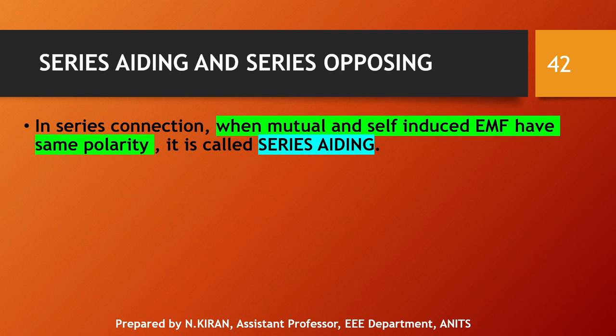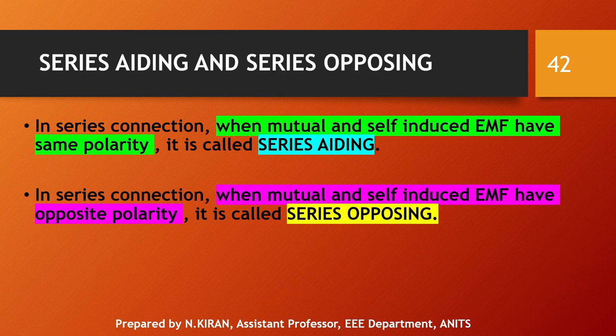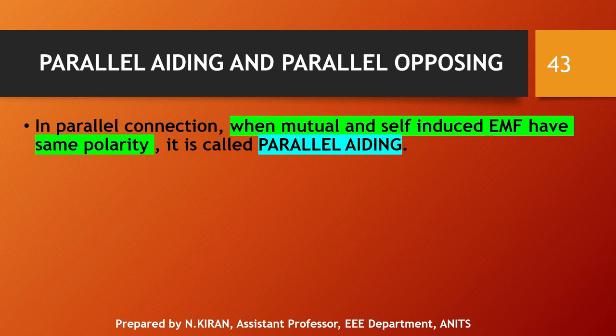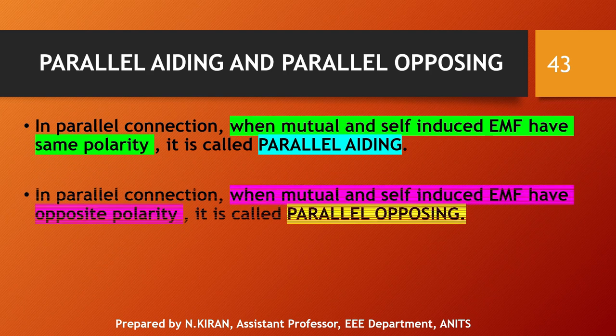In series connection, if the mutually induced EMF as well as the self-induced EMF have the same polarity, then we call it series aiding. Similarly, when the polarities of mutually induced EMF and self-induced EMF are opposite in series connection, we call it series opposing. In parallel connection, if both the EMFs have the same polarity, we call it parallel aiding, and if both EMFs have opposite polarity, we call it parallel opposing.